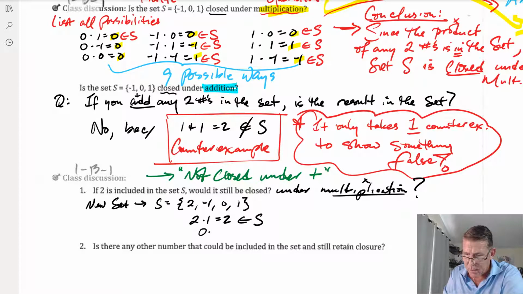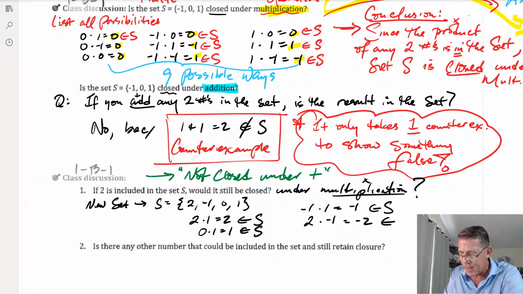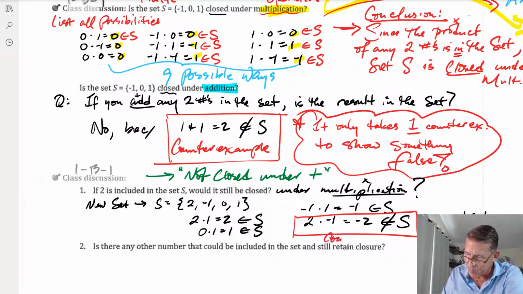0 times 1 is 0, and that's in the set. So that's still looking good. -1 times 1 is -1, and that's in the set. So it's looking like it's closed, right? But if I take 2 times -1, I get -2, and that's not in the set. So it's not closed. Does that make sense to you guys? It's not closed because I came up with a counterexample right here. It's called a counterexample.